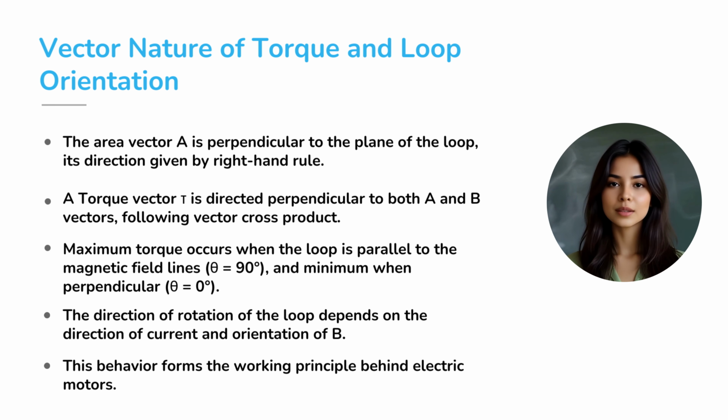Here's the key idea. Torque is maximum when the loop is parallel to the field lines, that is when theta is 90 degrees. It becomes zero when the loop is aligned with the field. This rotational tendency of the loop in magnetic fields forms the core working principle of electric motors.